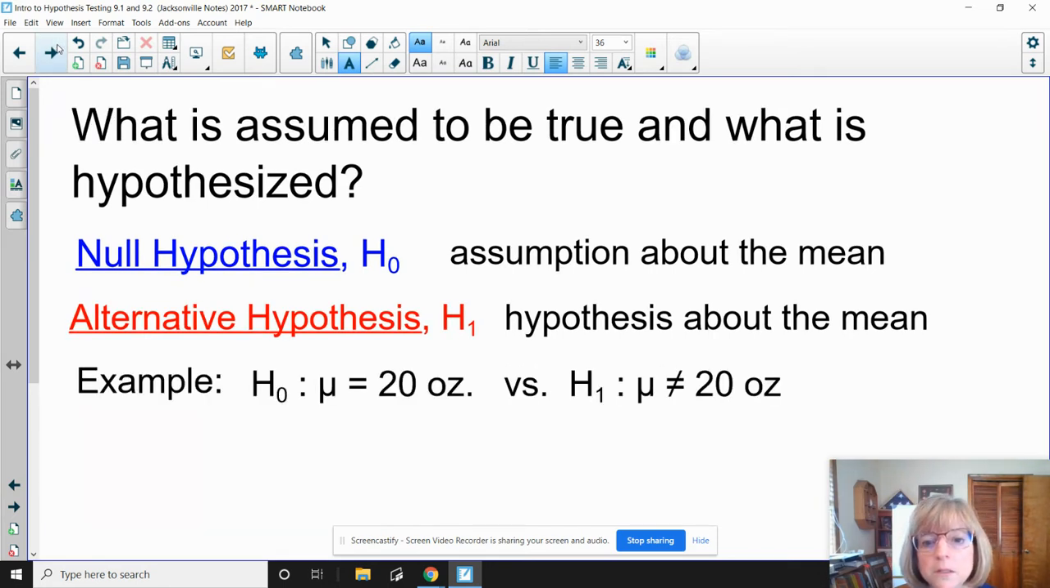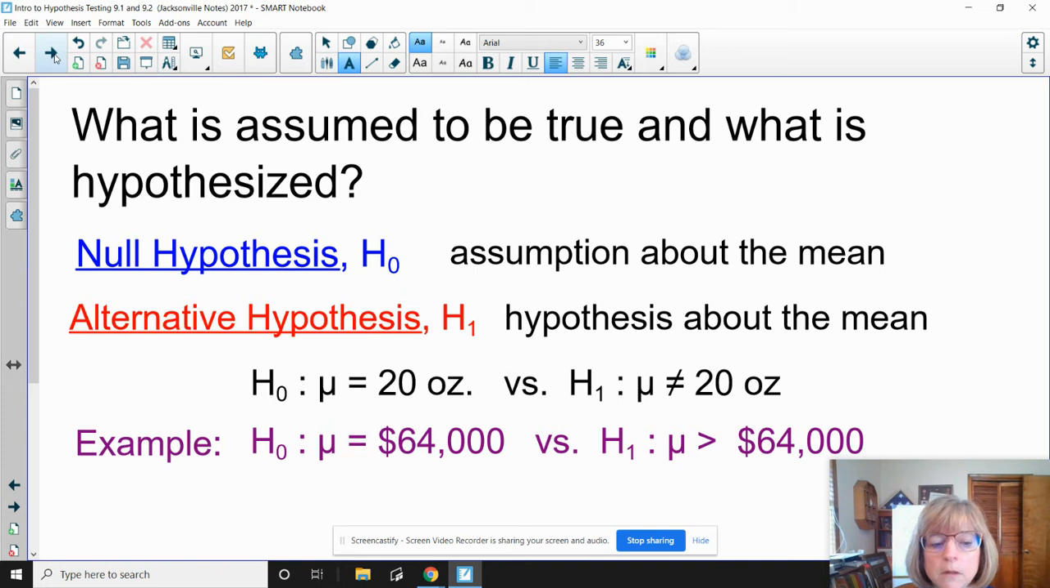The null hypothesis in this first example with the soda would be the mean is equal to 20 ounces. And in the second example, the alternative would be the mean is not equal to 20 ounces. The last example, with the cost of a four-year degree, the assumption is that the mean is $64,000 versus the alternative, the mean is greater than $64,000.